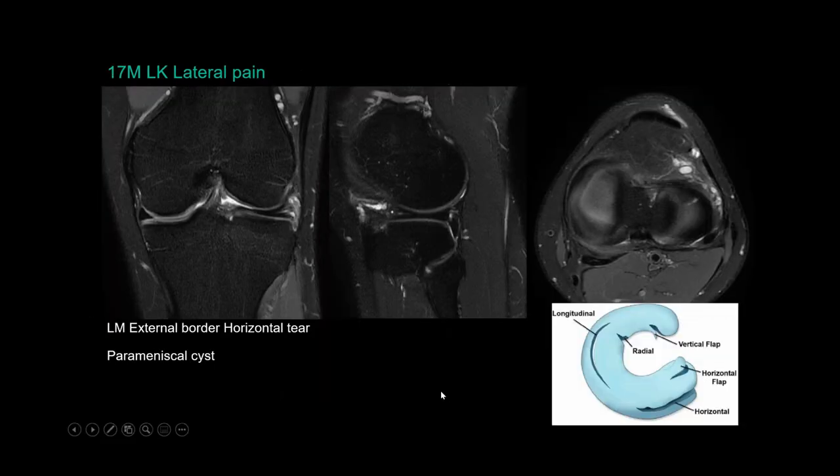Okay, moving on. This patient presents with lateral pain, and during the scan, we notice that there is a horizontal tear at the external border of the lateral meniscus, with all these fluid-like structures extending out. This is what is commonly known as parameniscal cysts. They can be focal and just stay in one location, or they can extend through and penetrate some of the ligaments or the joint capsules to become extra-articular, as you can see in this instance. Don't biopsy them, please.